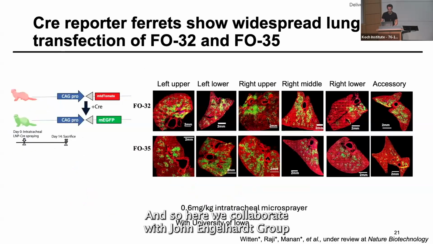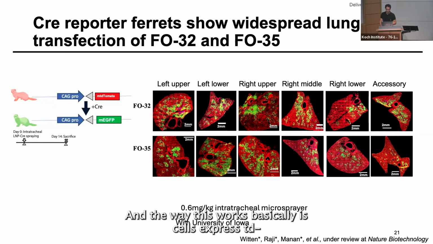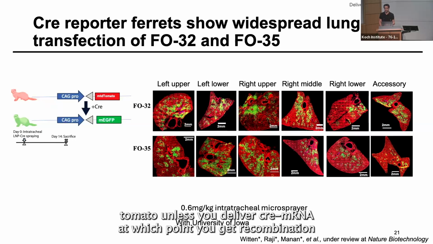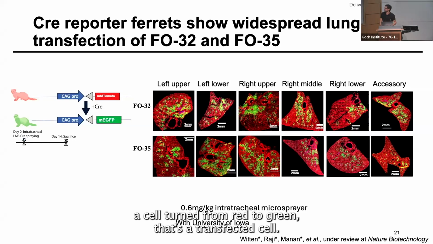Okay, so we want to see if we can transfect these large animal models, these ferrets. Here we collaborate with John Engelhardt's group at the University of Iowa, which has this wonderful Cre reporter ferret. The way this works is that cells express tdTomato unless you deliver Cre mRNA, at which point you get recombination, and the cells turn from red to green. So everywhere that you see a cell turn from red to green, that's a transfected cell.